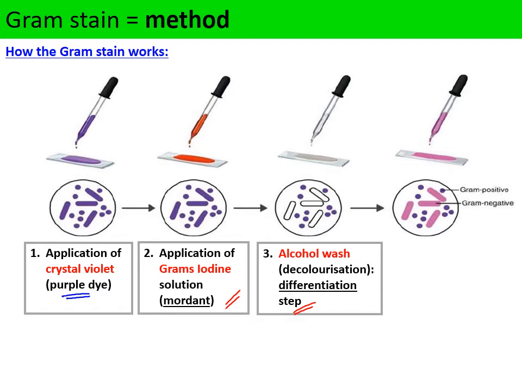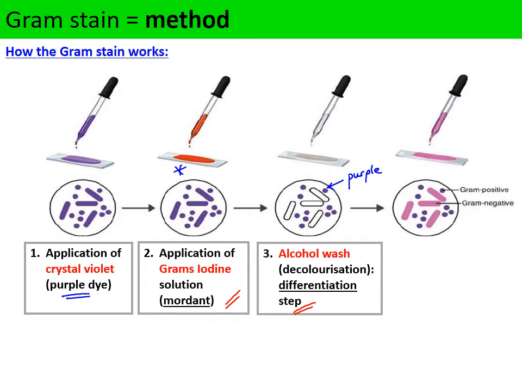So by the end of this step, any gram-positive bacteria, like the cocci bacteria we've got in the picture here, will appear purple after the alcohol wash or the differentiation step. And that's because the crystal violet is covalently bonded to the thick layer of peptidoglycan on the outside of these gram-positive bacteria, and that was as a consequence of the Gram's iodine being added.